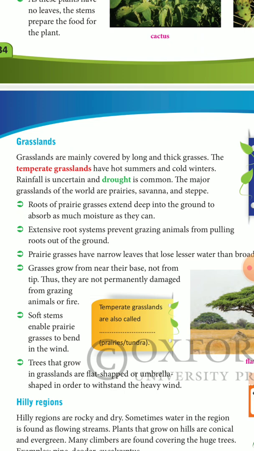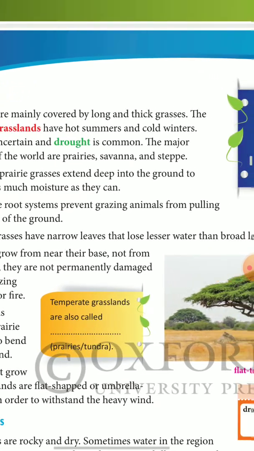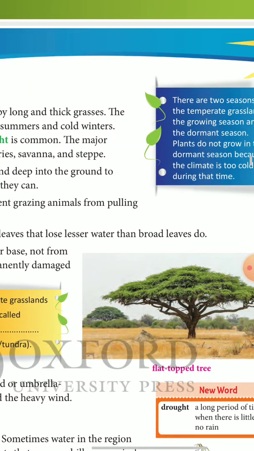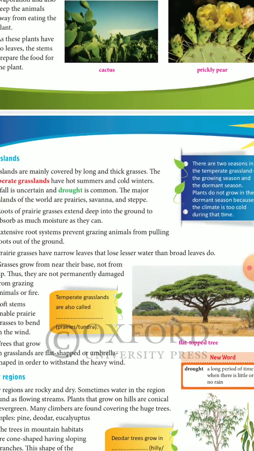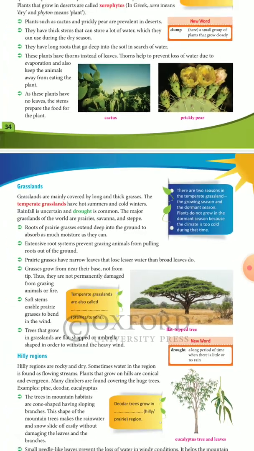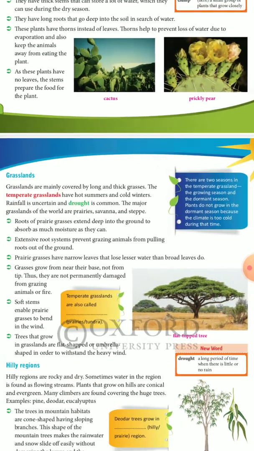This grass is different from the grass that grows in your lawn. The grass that grows in a grassland is taller and the roots are also much deeper. So the animals grazing in these areas can only eat the leaves, but they cannot pull out the roots as the roots have gone deep inside. The prairie grass has narrow leaves that lose less water than broad leaves. These grasslands do not have big leaves, so the leaves are also small in size to prevent the loss of water.